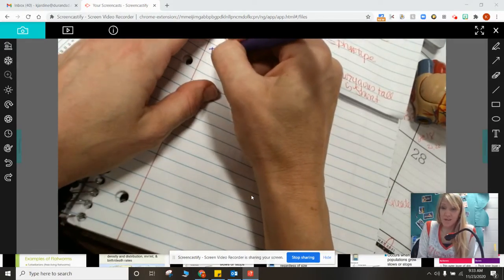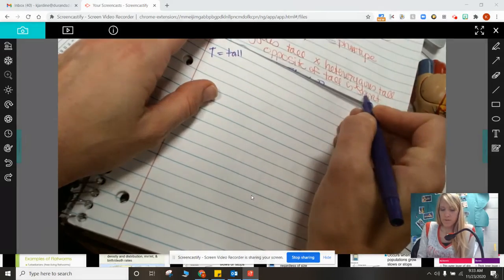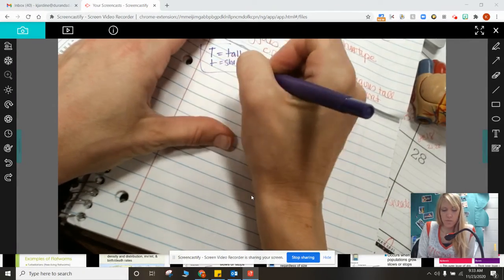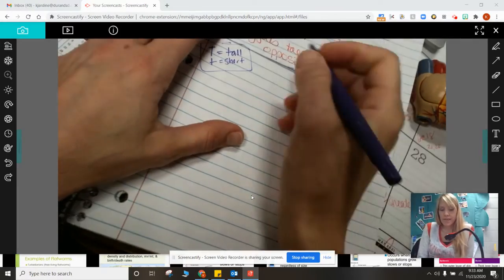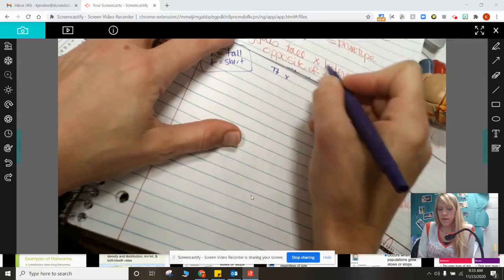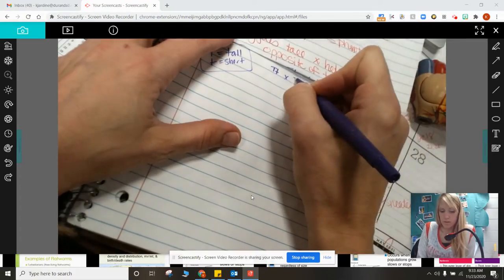So I'm going to make my key. Opposite of tall is short. So little t equals short. There's my key. All right. So heterozygous means one of each. Tall, big T, little t. Times heterozygous means one of each. Big T, little t. All right.